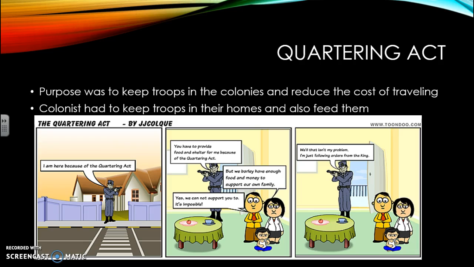Next is the Quartering Act. The purpose of this was to keep troops in the colonies and reduce the cost of traveling. So in order to do this, the colonists had to put troops in their homes. They had to feed them and take care of them.